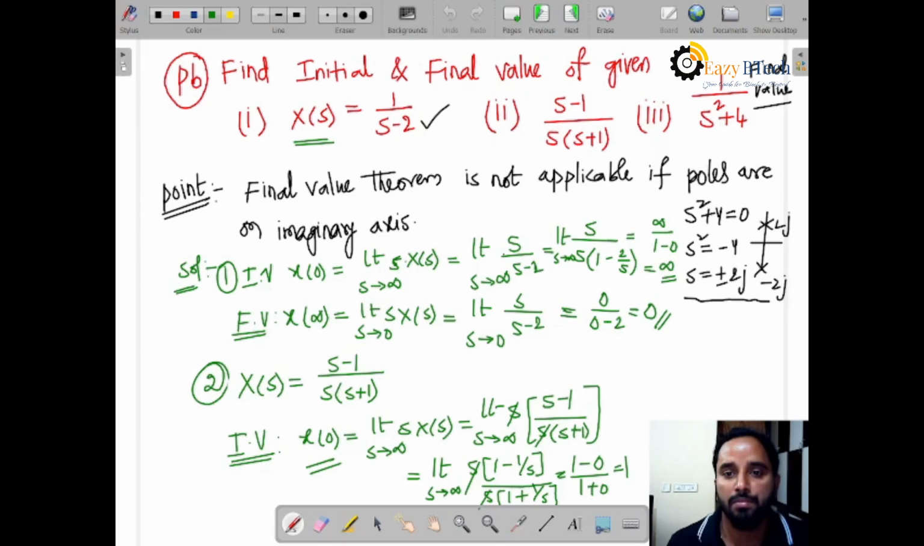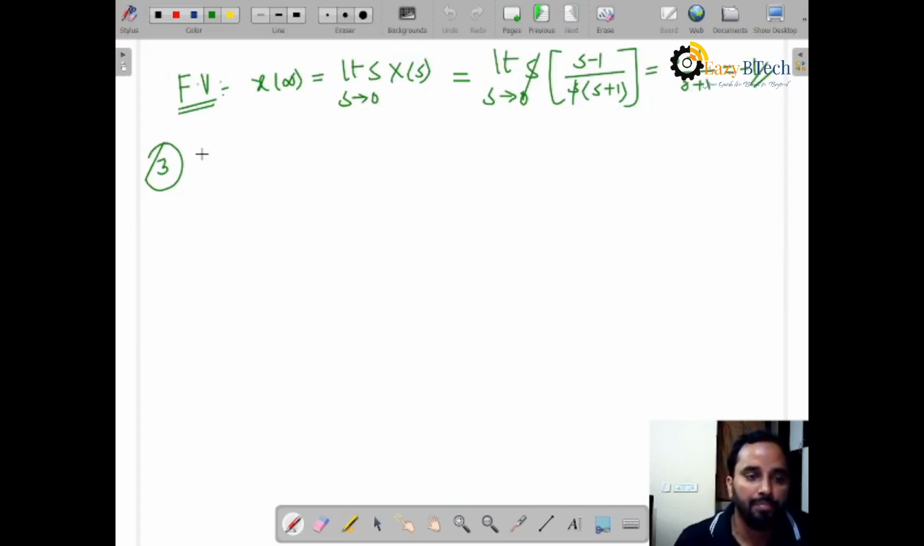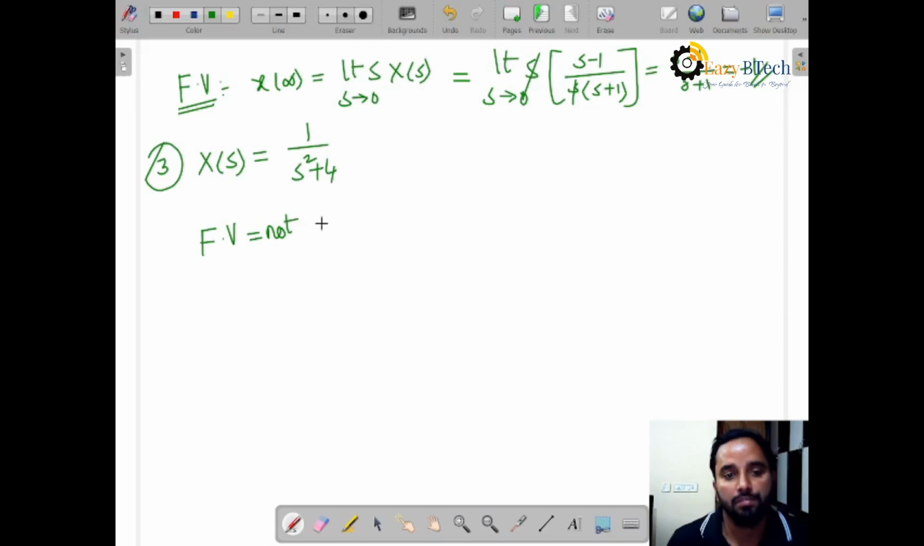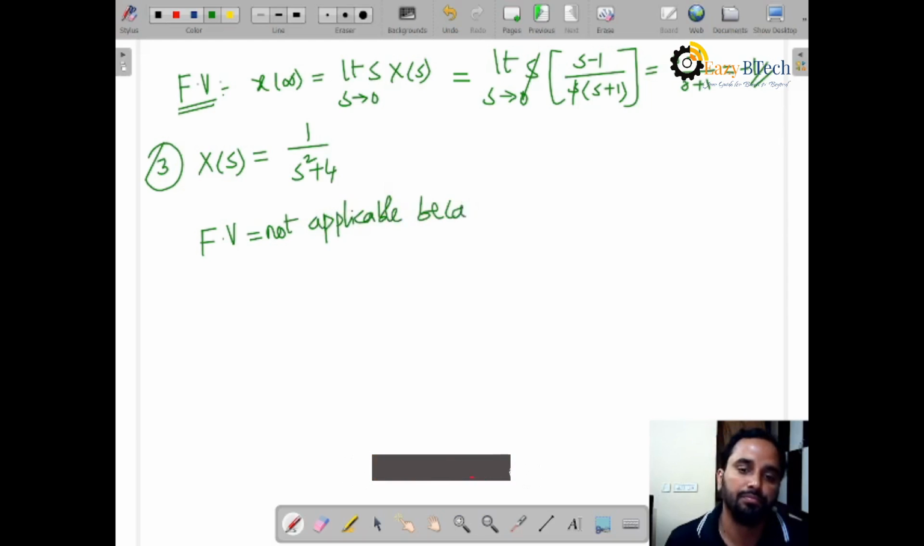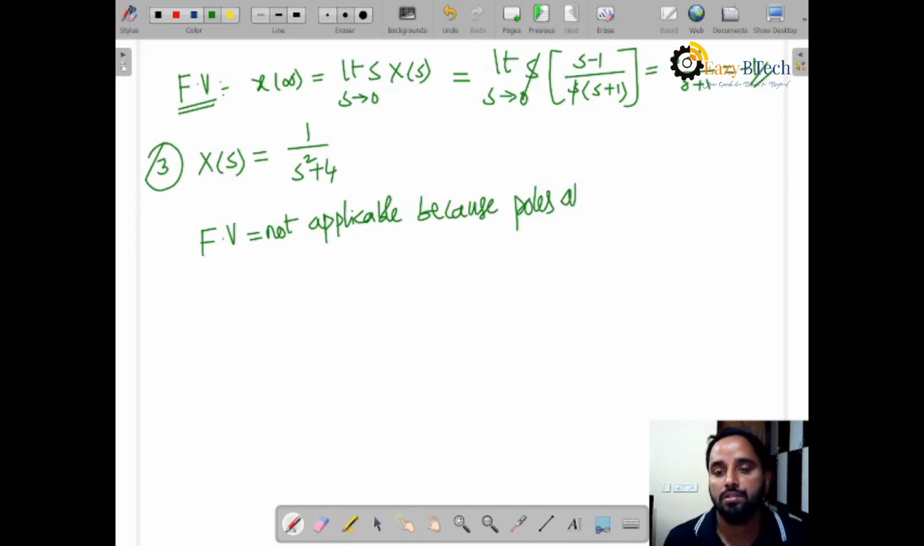Next, the third problem. What is the third problem given? 1 by s square plus 4. So take the given problem as X of s, 1 by s square plus 4. The final value theorem is not applicable, because the poles are on the imaginary axis.